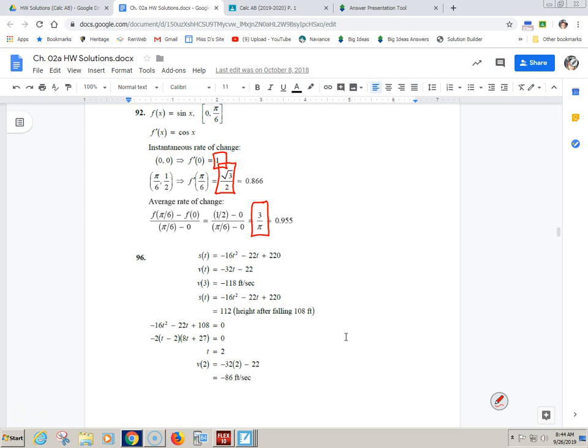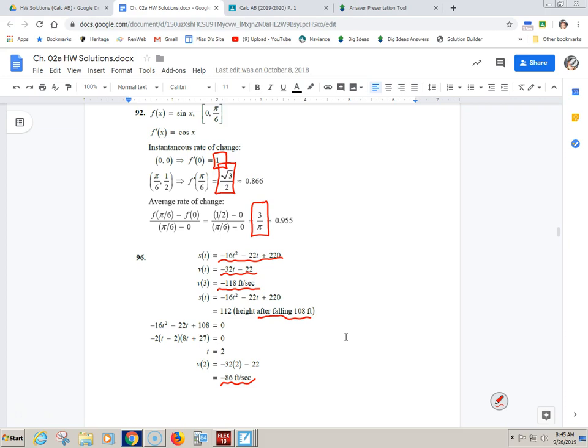No drastic change. Number 96 was one of those ones where you were using the equation from the bold print up above. You would have plugged in and gotten this to be your position function. You would have taken the derivative and gotten your velocity function. You would have plugged in to find the velocity at 3. And then you were supposed to find the height. This was the clue. After falling 108 feet, you were supposed to find your velocity, which is negative 86 feet per second. Sorry, there are all your answers. What's the position, the velocity after 3 seconds, and what's the velocity after falling 108 feet?